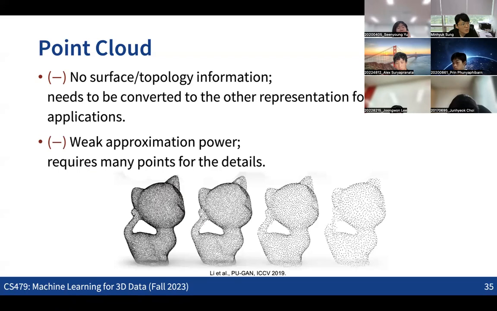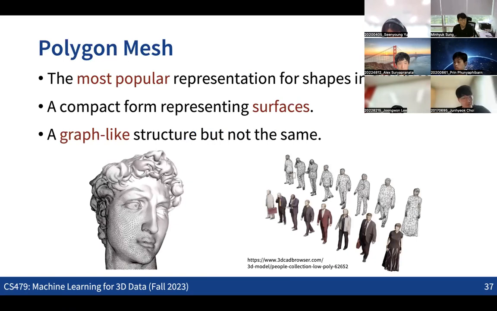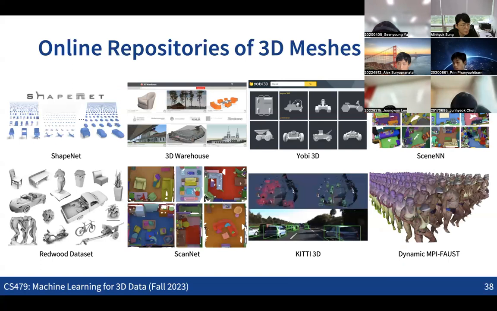The other type of representation for 3D data is the polygon mesh. The polygon mesh is the most common and popular representation for 3D data. Especially if we look at 3D CAD models and 3D models in online repositories, many of the 3D models in 3D datasets are already represented as 3D meshes. So these are the most common and popular representation.